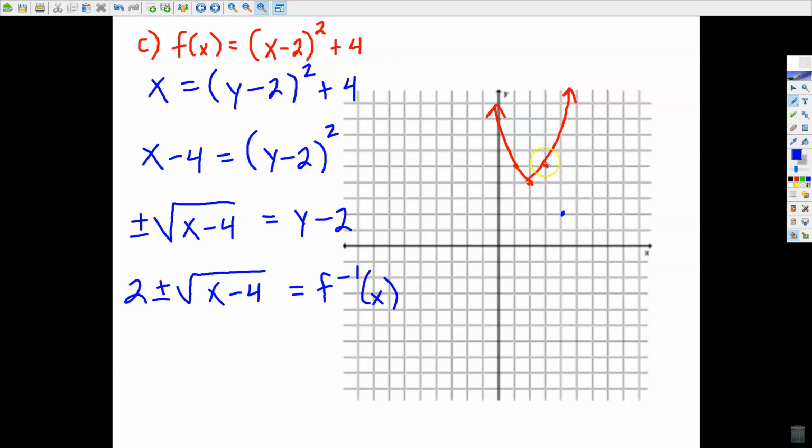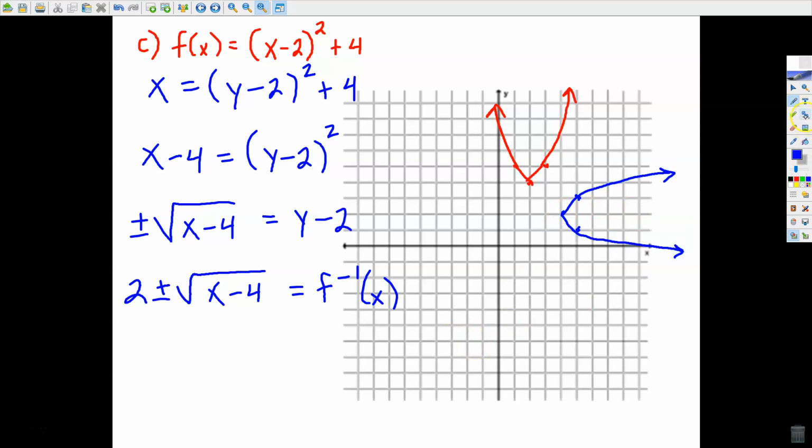This point right here on the right is 3, 5. So the inverse should have 5, 3. This point is 1, 5. So the inverse should have 5, 1. And the blue is going to represent the graph of the inverse.